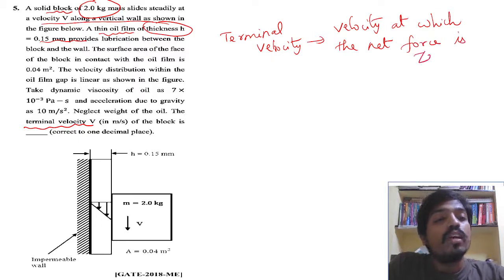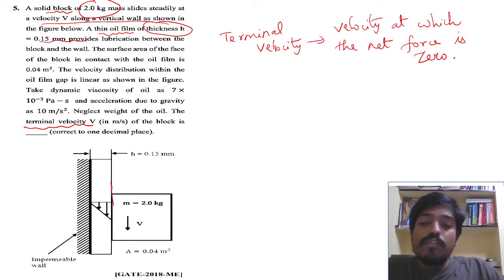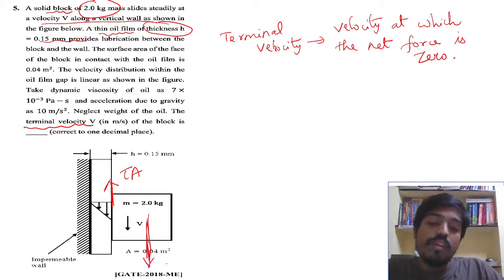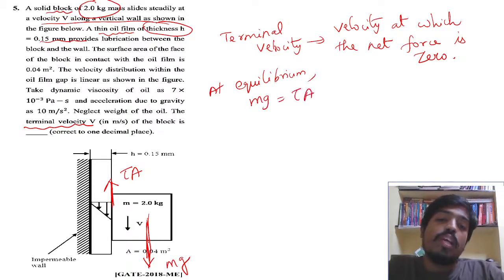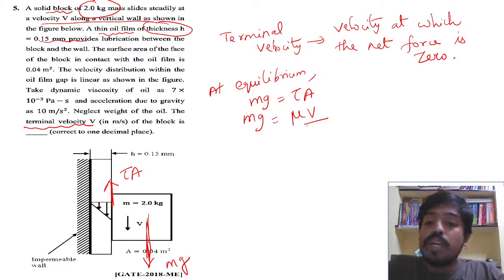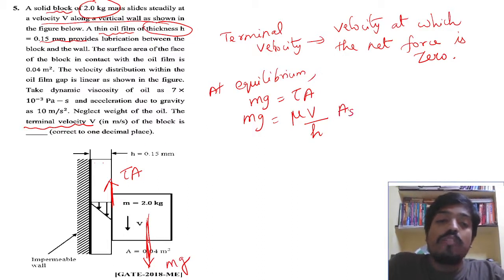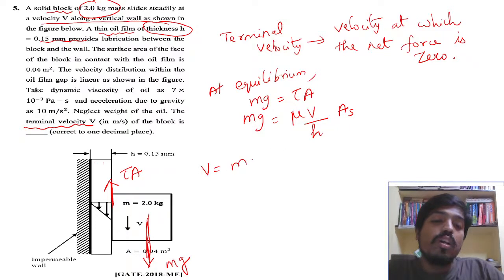Net force is 0. So see what forces act here. On this side a shear force acts in the upward direction, and its weight force acts downward. So at equilibrium, mg is equal to tau into the area. mg is equal to mu into velocity by the distance h, into the surface area. I want the v value. V is equal to mg h divided by mu into A s.